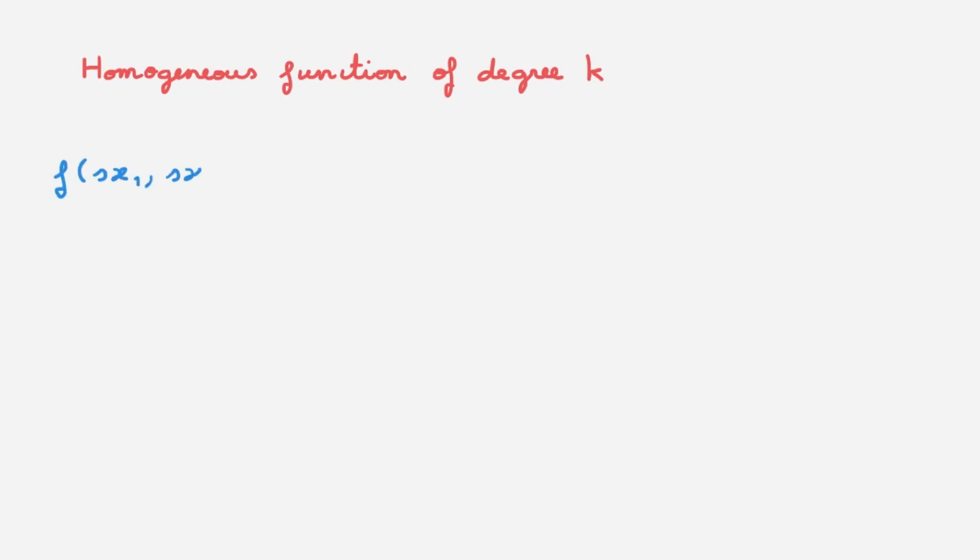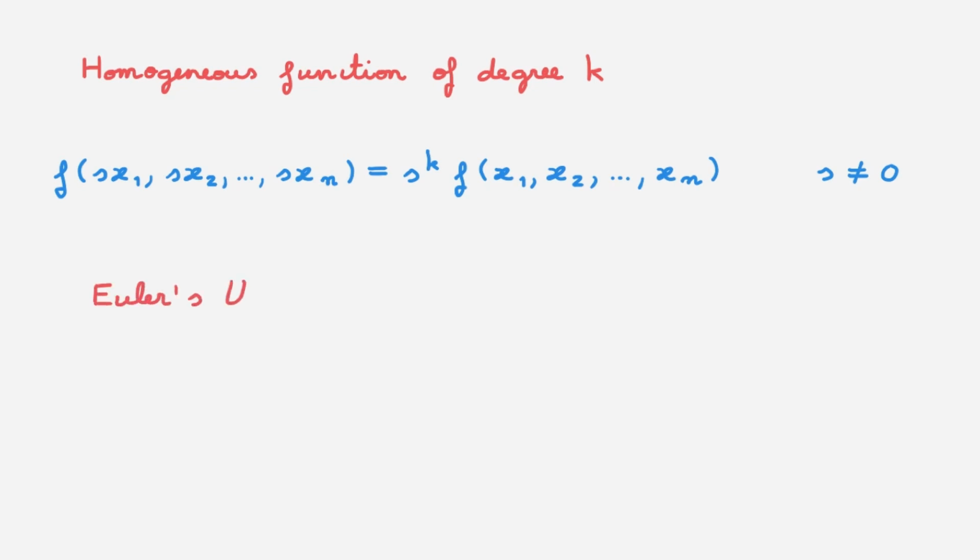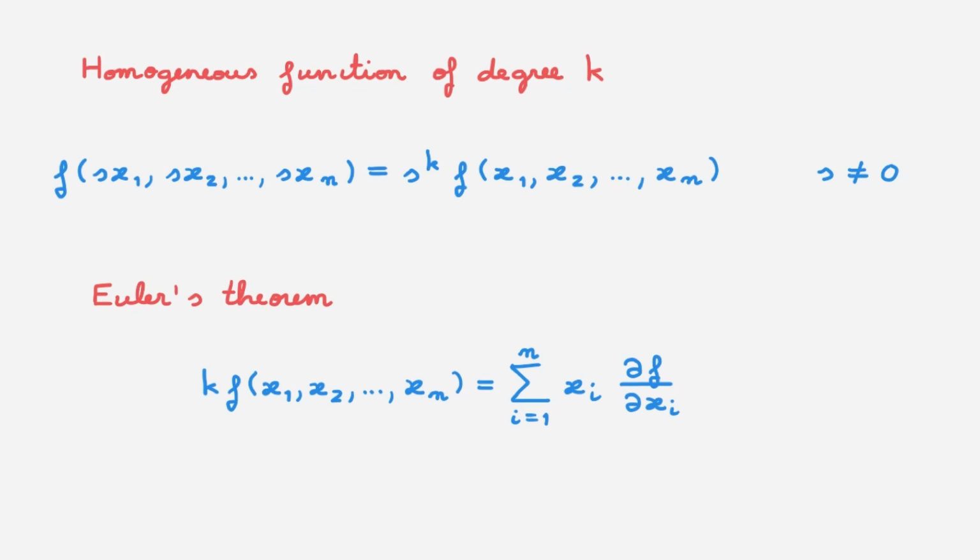Very briefly, we can generalize the definition of a homogeneous function of degree k to functions of multiple variables. The definition is that when we scale every single one of the variables by the same scalar s, and here we consider a function f of n variables, then we get s to the power k times the original function. And remember that s is a non-zero scalar. We can also generalize Euler's theorem. The derivation is completely analogous to the one we provided for the single variable case, and Euler's theorem states that k times f is equal to the sum of x times the derivative of f with respect to x.